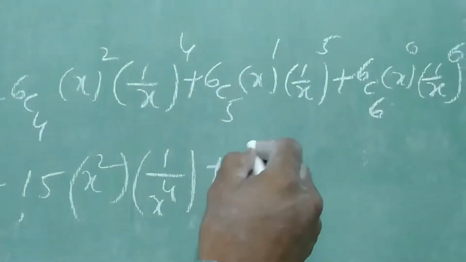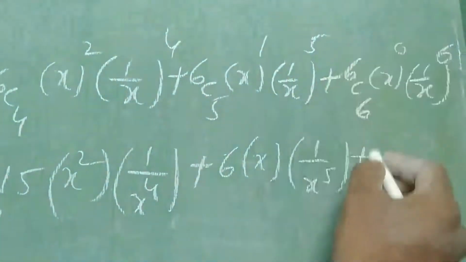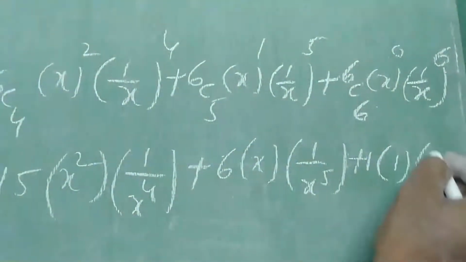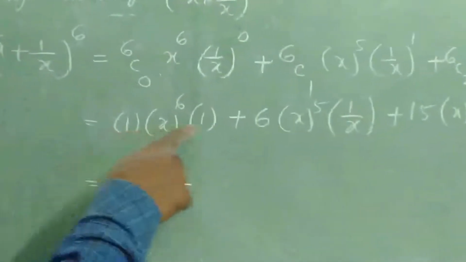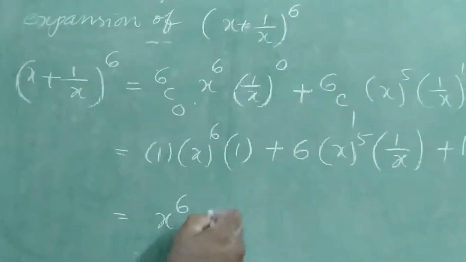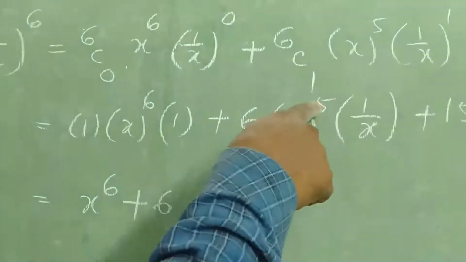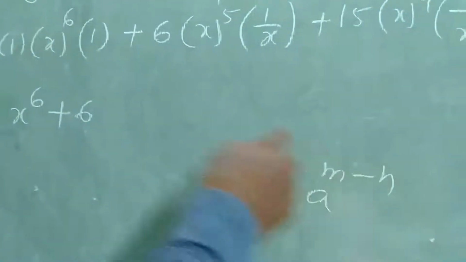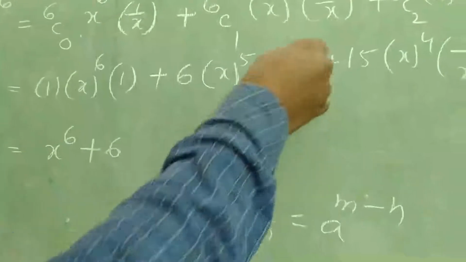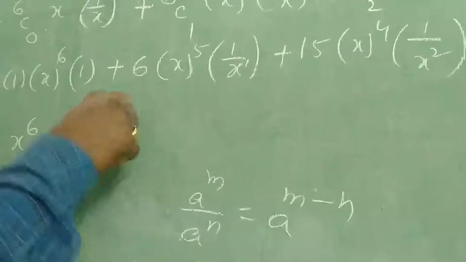It comes as 6 into x into 1 by x power 5. 6, last coefficient is 1, x power 0, 1 into 1 by x whole power 6, 1 by x power 6. Now finally, small simplification: 1 into x power 6, x power 6, plus 6 into x to the power of 5 by x. x to the power of 5 by x, a to the power of m by a to the power of n, a to the power of m minus n. So it is 1 by x means 1 by x to the power of 1, 5 minus 1, 4. So x to the power of 5 by x is equal to x to the power of 4.